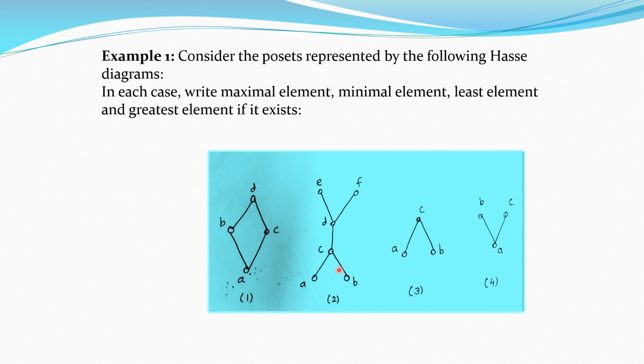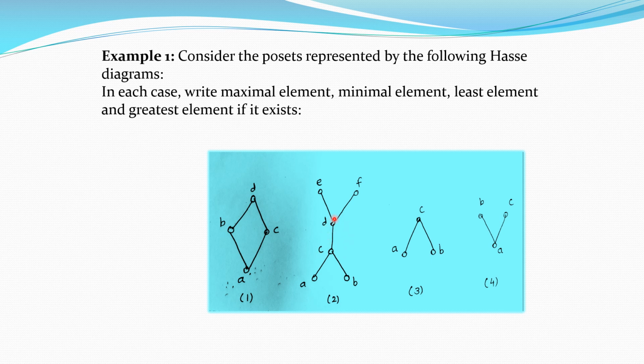Now see the third part. From C upward journey is not possible, so C is the maximal element. From A and B downward journey is not there, so A and B both are minimal elements. Now find the greatest and least elements. A precedes C, B precedes C and C precedes C by reflexivity. So A, B, C all are preceding C. So C is the greatest element. But what is the least element? Is there any element such that all elements are preceding that element?